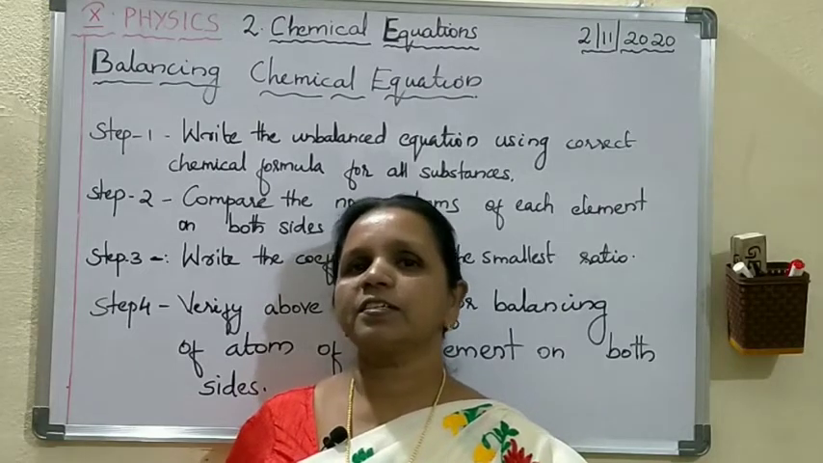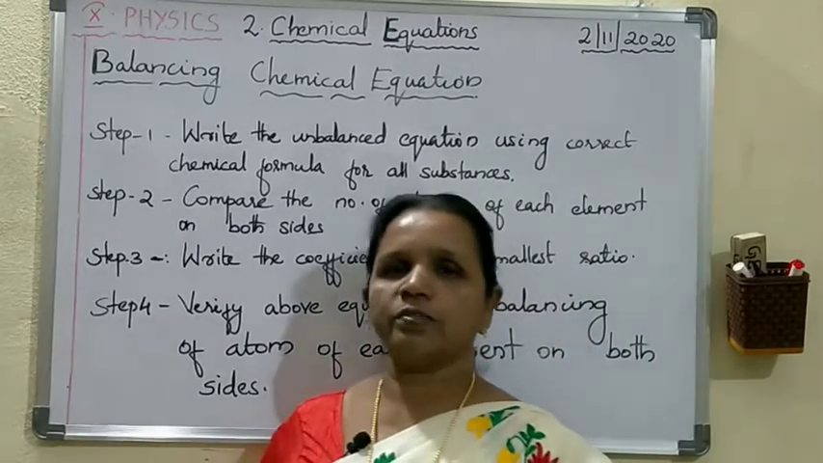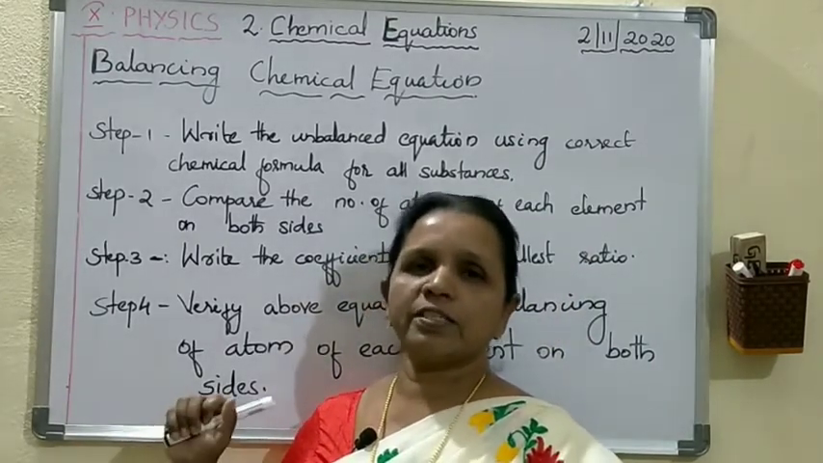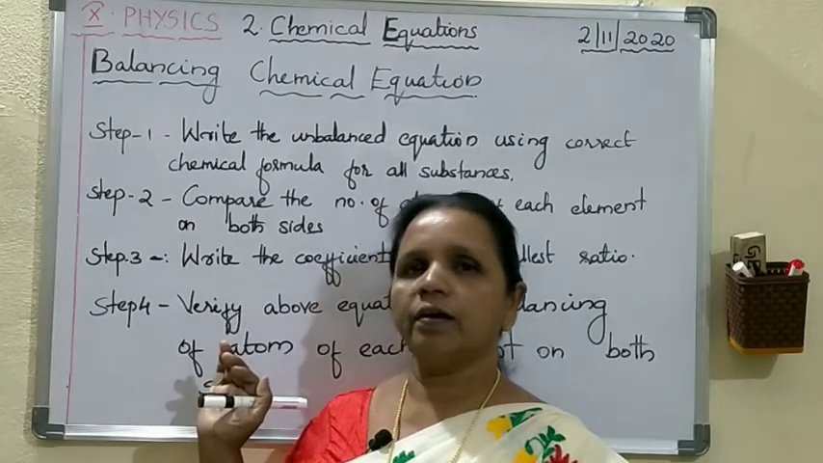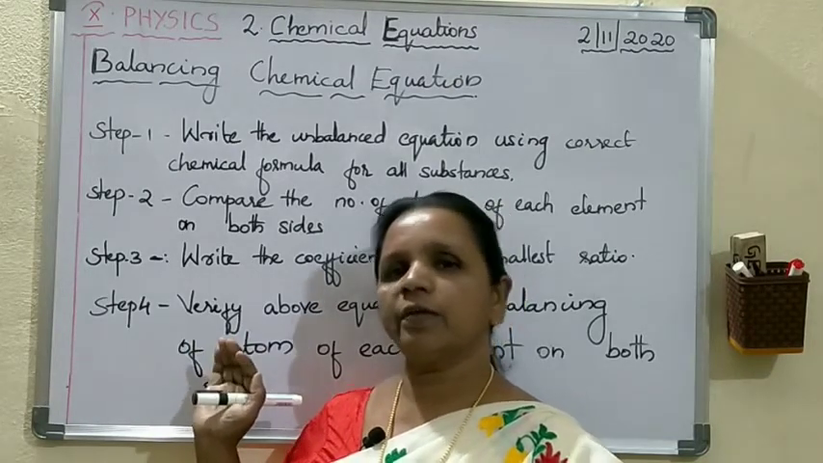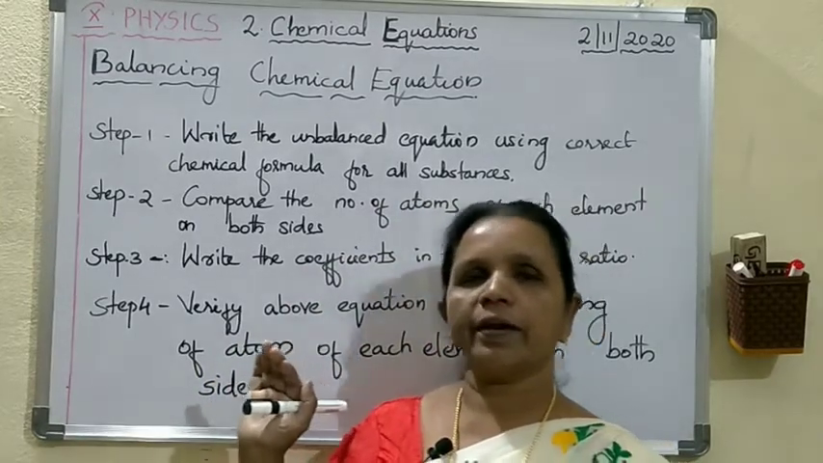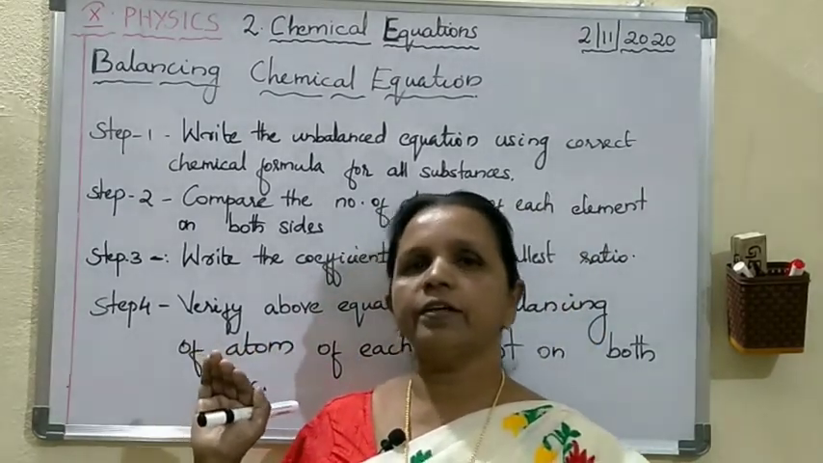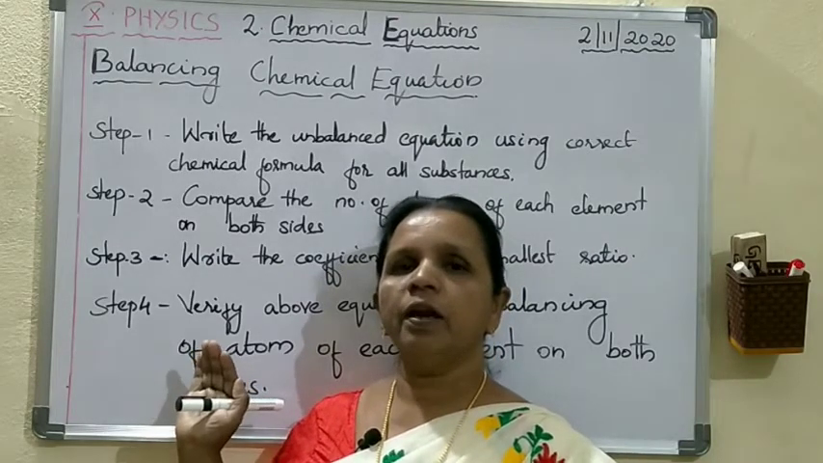Last class we discussed what is a chemical reaction, what is a product, what are reactants, all these I told. In this class we have to study how to balance a chemical equation. Then what is a chemical equation? Already I told you. A chemical reaction which we write in terms of symbols and formulas is called a chemical equation.